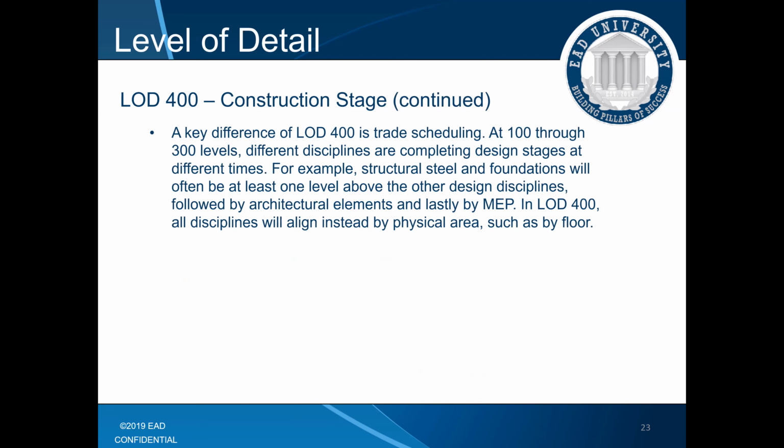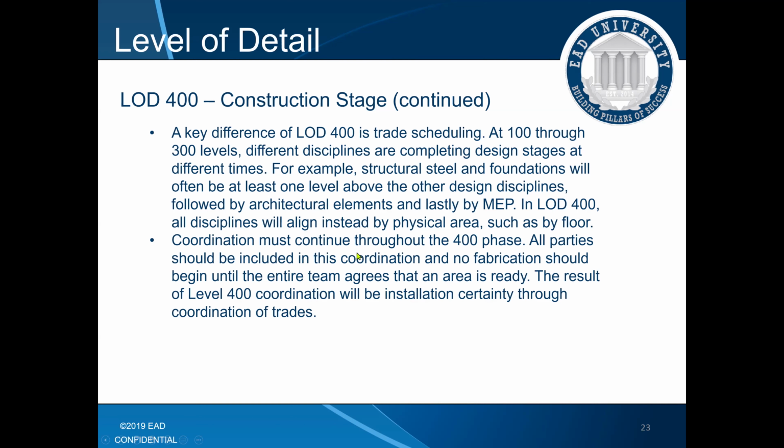More on the construction stage. A key difference at LOD 400 is trade scheduling. At the 100 through 300 levels, different disciplines are completing design stages at different times. For example, structural steel and foundations will often be at least one level above the other disciplines, followed by the architectural elements, and lastly by MEP. In LOD 400, all disciplines will align instead by physical area, such as by floor.